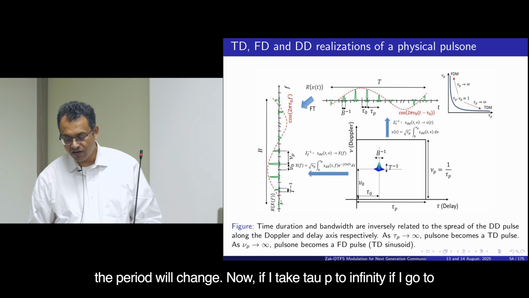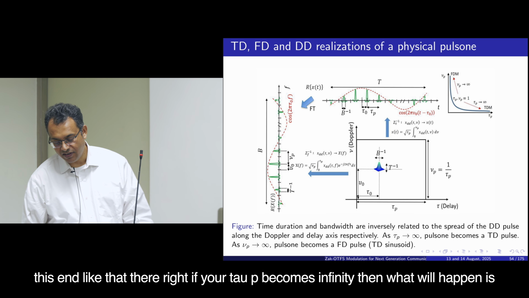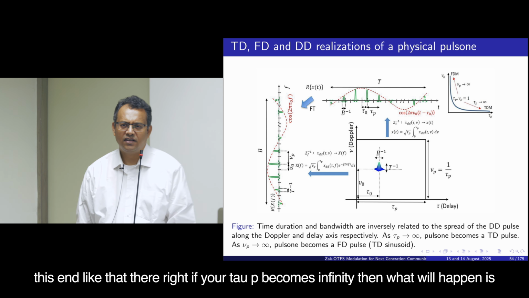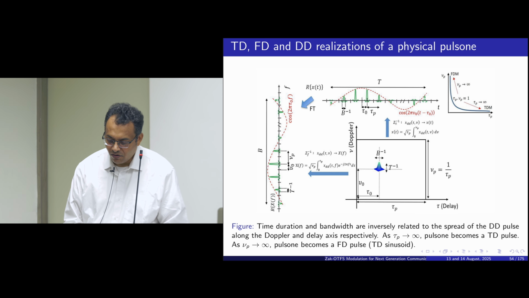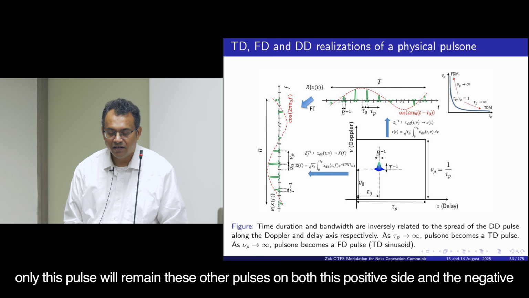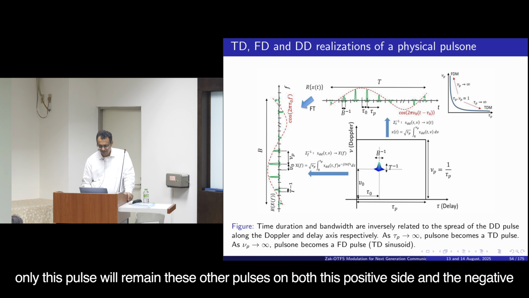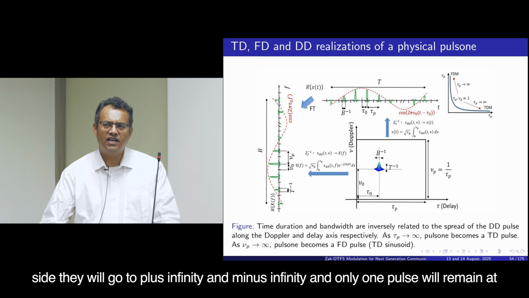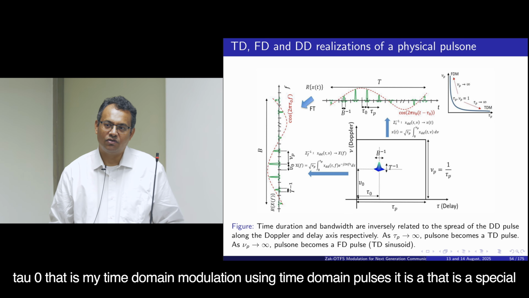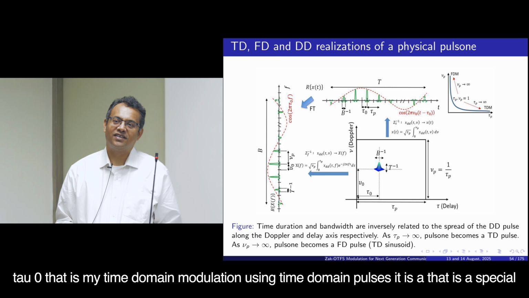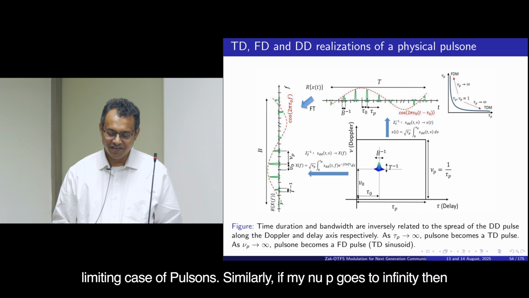Now, if I take tau p to infinity, if I go to this end there, then only this pulse will remain. These other pulses, on both the positive side and the negative side, will go to plus infinity and minus infinity, and only one pulse will remain at tau 0. That is my time domain modulation using time domain pulses. That is a special limiting case of pulson.